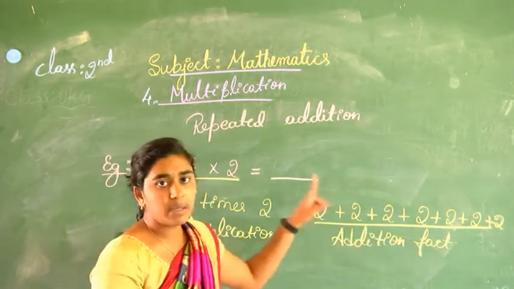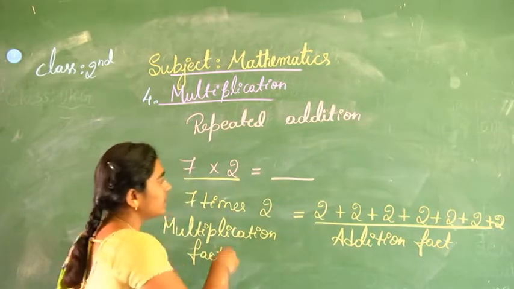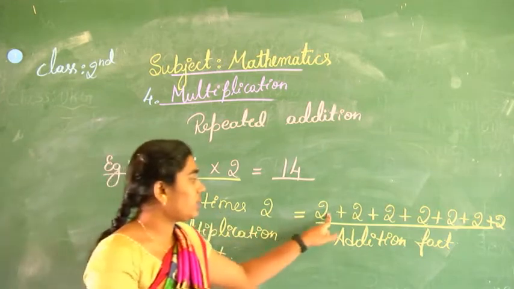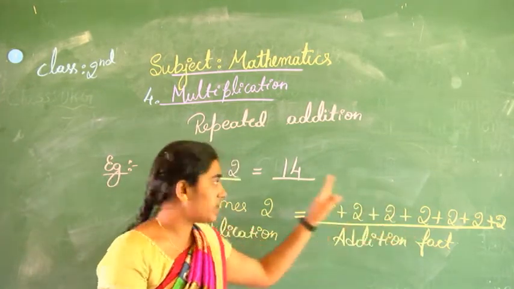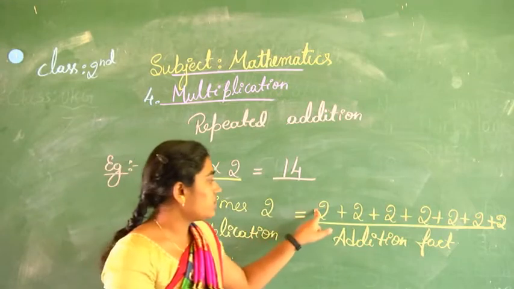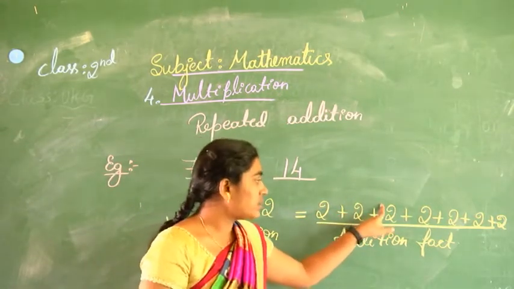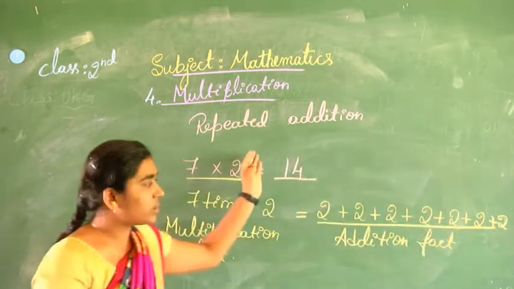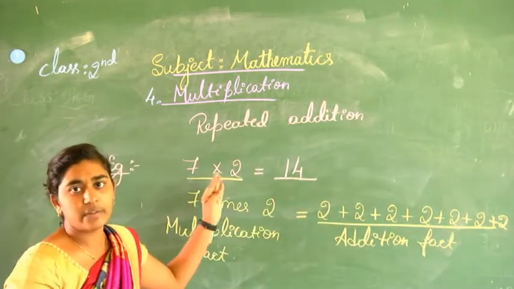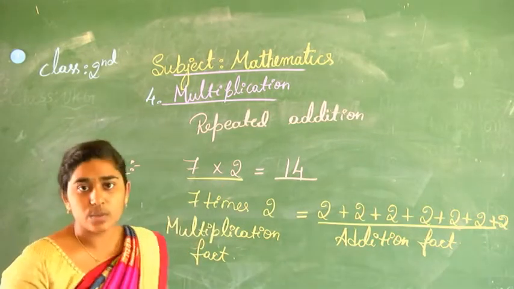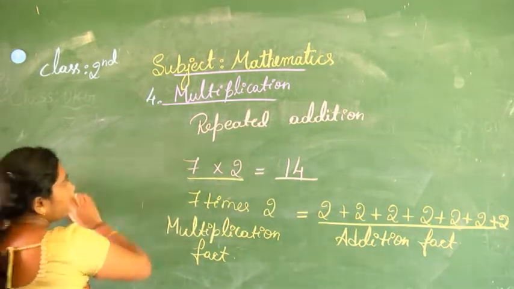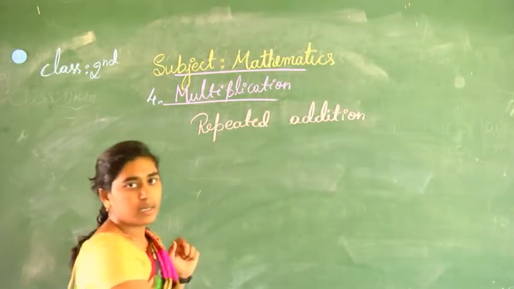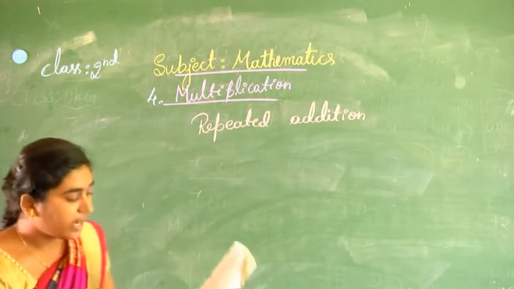So adding all the numbers, 7 times 2, that is 7 2s, is 14. Or else you can count 2 plus 2 plus 2 plus 2, 7 times. There also we get 14. That is 2 plus 2 is 4, 6, 8, 10, 12 and 14. So both methods give the same answer. Now let's see the questions which are related to this. They will be giving you the multiplication fact and ask you to write the addition fact.